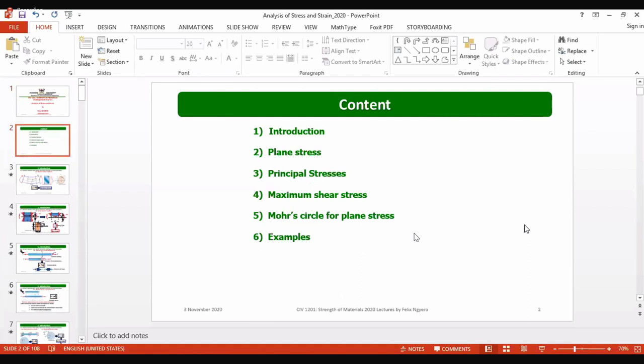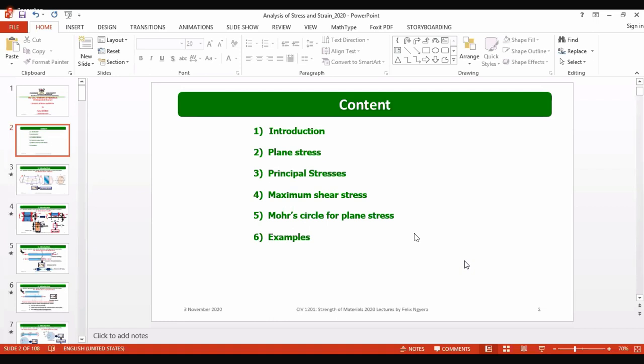Here is the content. First the introduction, which I sent to you some time back, and then we look at what plane stress is. Then I will go ahead and look at principal stresses, maximum shear stress, and Mohr's circle for plane stress. In all this, the topic of strength of materials is about computing stresses, normal stress and shear stress. That's all it's about. And then, of course, strains: normal strains and shear strains. So we continue on that.